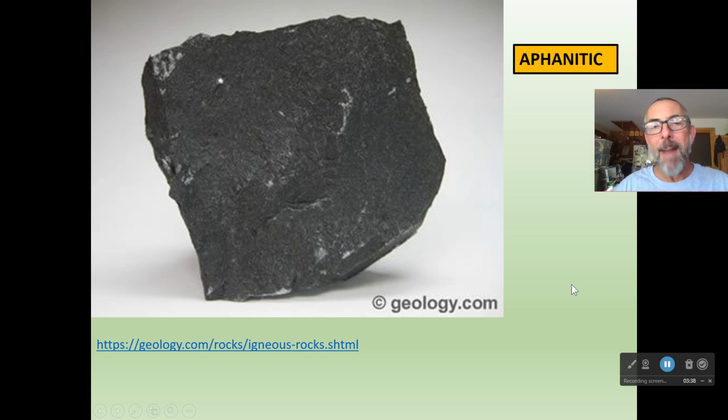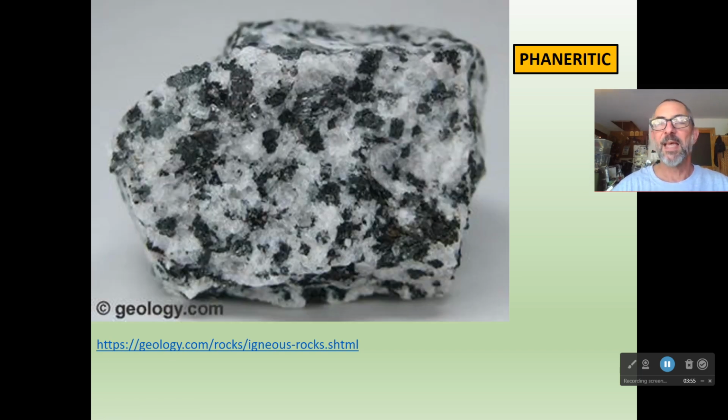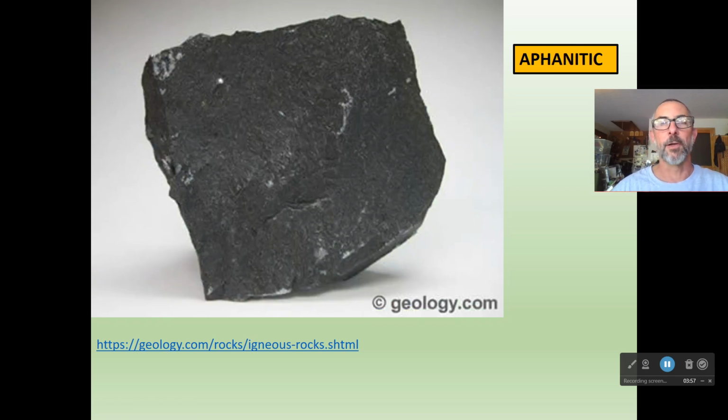Now, aphanitic grains might be visible in your hand sample. Technically, they are a millimeter across or less. And so a sample like this basalt may have millimeter-sized crystals that you do not need magnification to see. But when compared to something like this, most definitely they are a lot smaller. So aphanitic rocks will have either very, very small visible crystals or grains that are too small to identify, too small to even see without magnification.